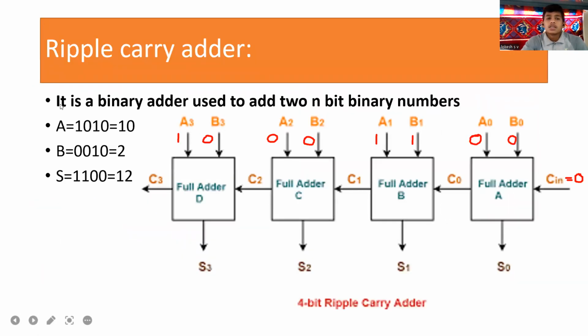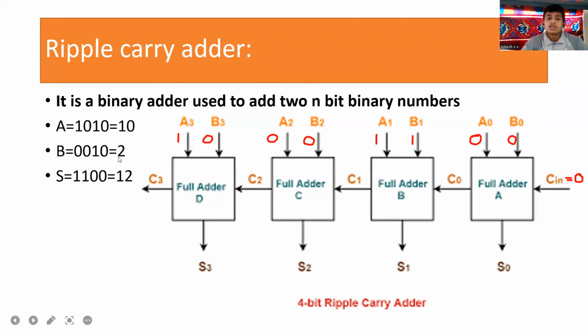Ripple carry adder. It is a binary adder used to add 2 n-bit numbers. It is called ripple carry adder because the carry at every stage is rippled to its forward stage. So it is called ripple carry adder. Let us take an example by taking a 4-bit ripple carry adder.